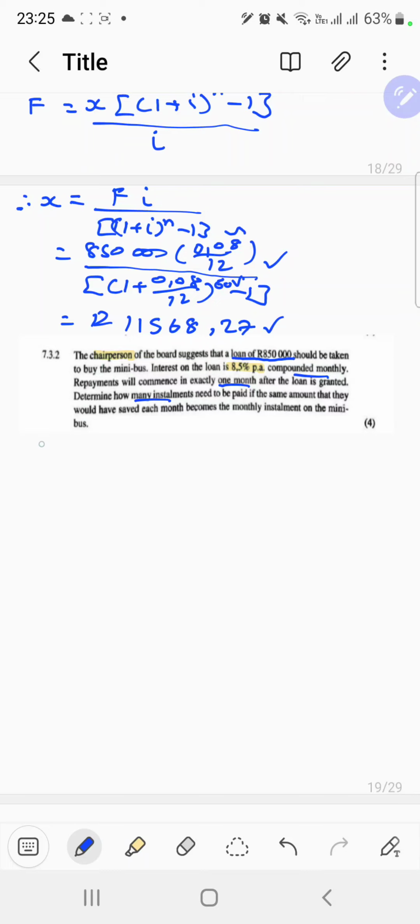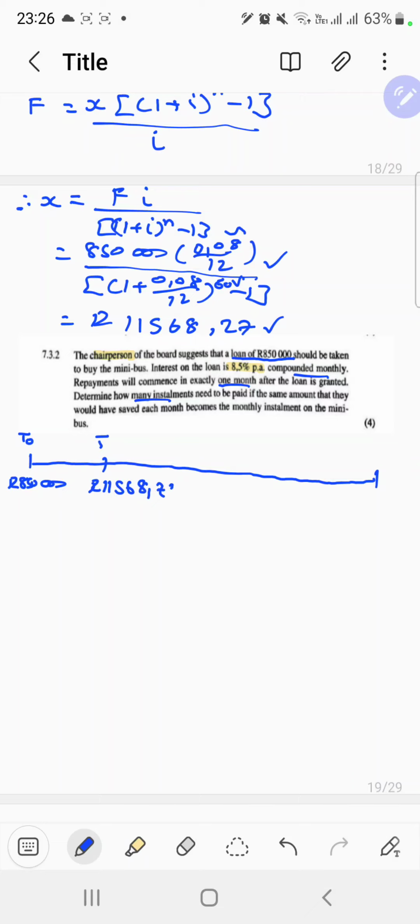So let's have a look at this question. Again, it demands a timeline. I know you guys may probably not like this timeline business, but I like it. So we're taking 850,000. And then at T1, we are paying 11,568 rands, 27 cents. And then, of course, at T2, we're doing the same. 11,000.